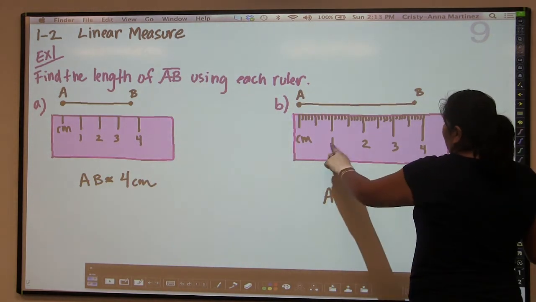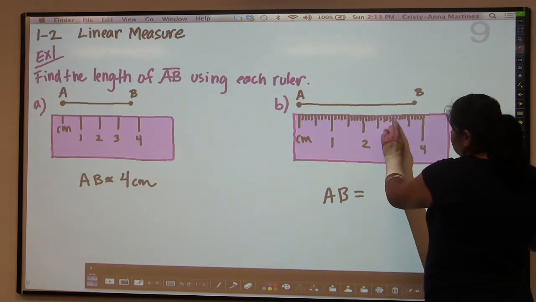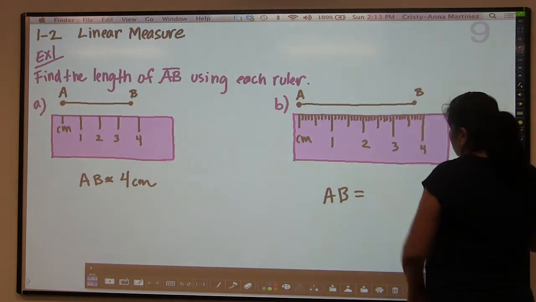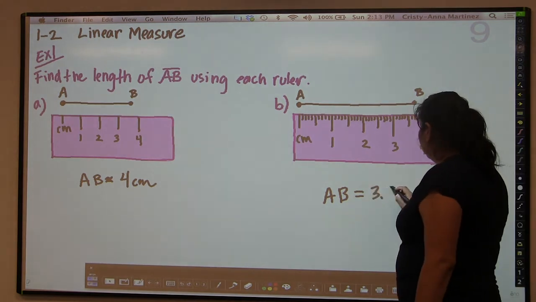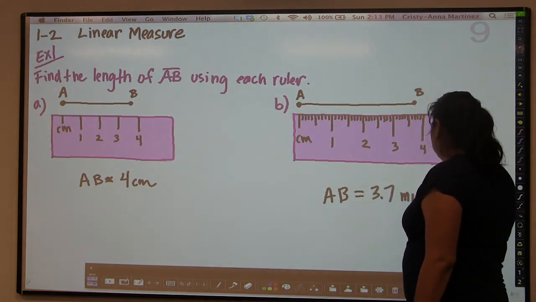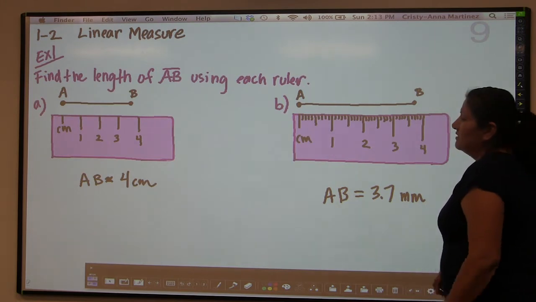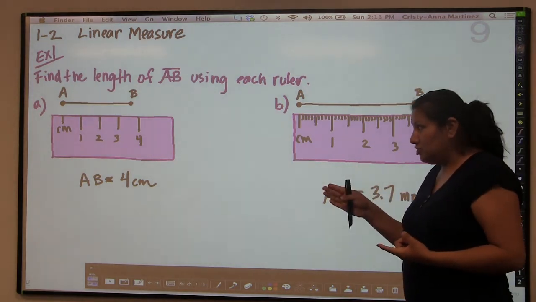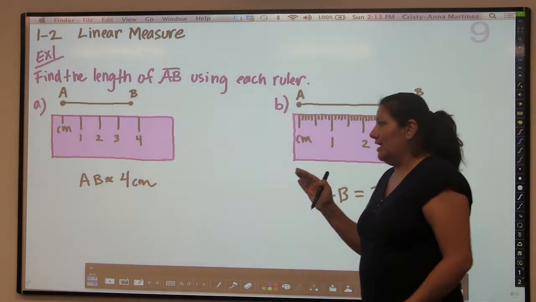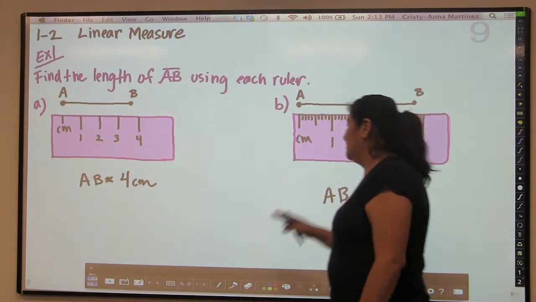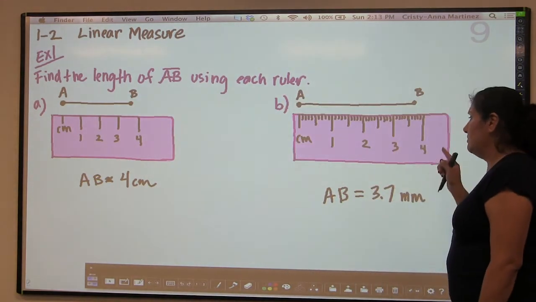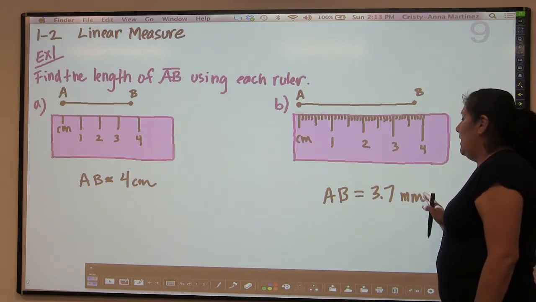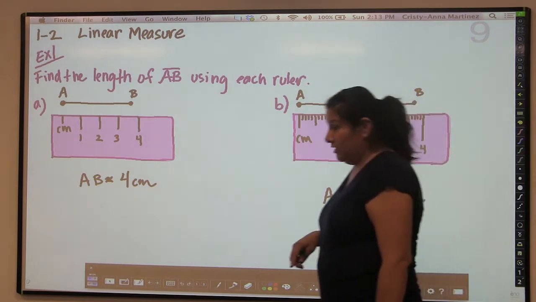So we're going to go 1, 2, 3, then we're going to count these little suckers. 1, 2, 3, 4, 5, 6, 7. Looks like it's 3.7 millimeters. Okay, so again, over there, because the smallest unit of measure on our measuring instrument was centimeters, our answer was in centimeters. But because in this case, the smallest unit of measure is millimeters, then we're going to answer in millimeters, and we're going to get more accurate, and so AB equals 3.7 millimeters.